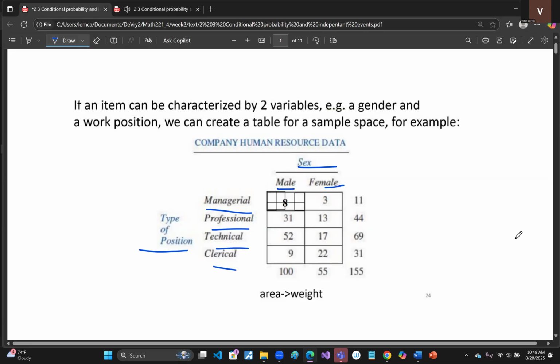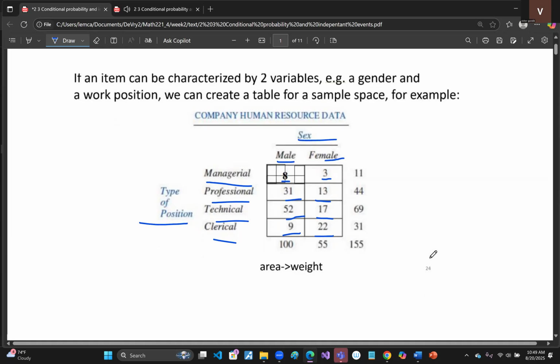For example, there are 8 male and 3 female persons, each in a managerial position, 31 male and 13 female employees in professional positions, 52 and 17 in technical, and 9 and 22 in clerical. First, consider marginal, union, and joint probabilities.